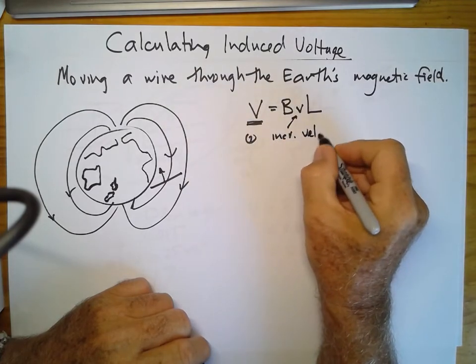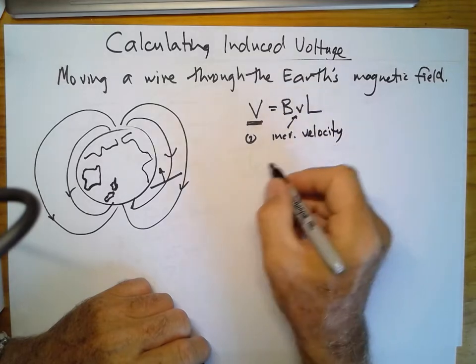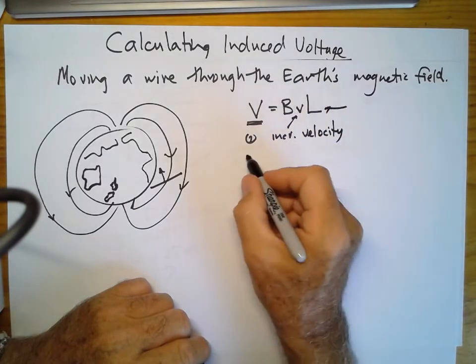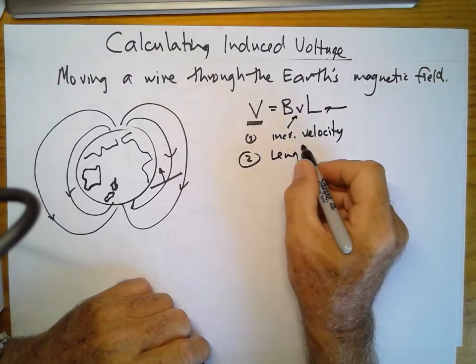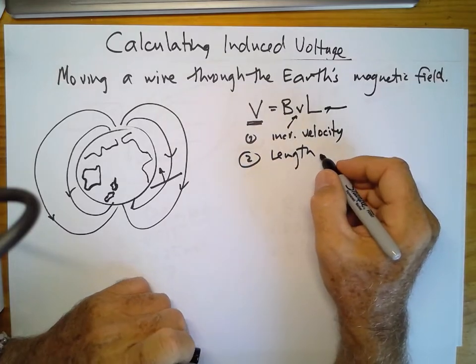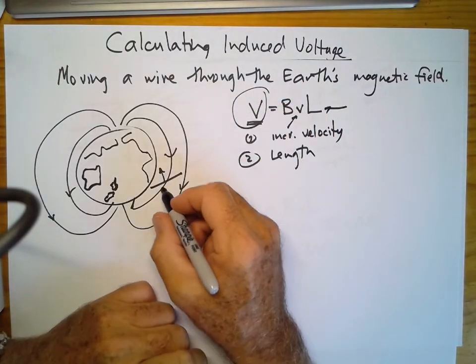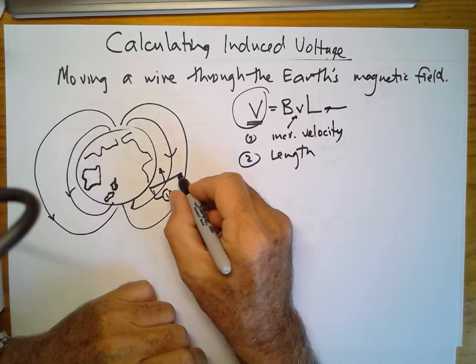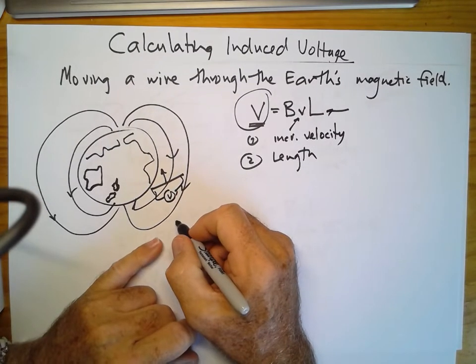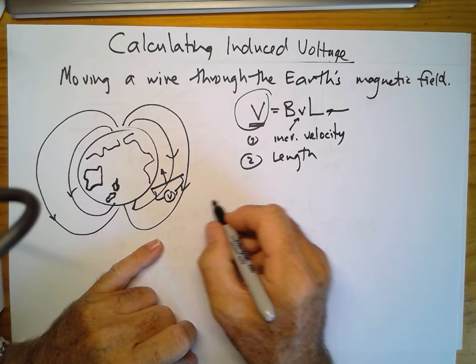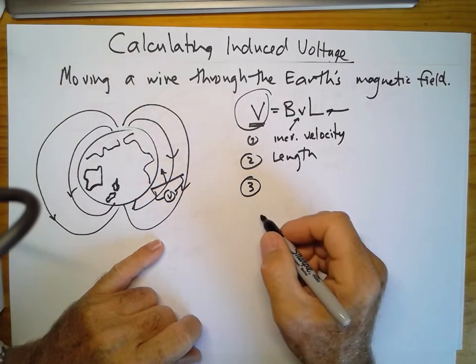Clearly we can increase the velocity if we move the wire faster, or we could increase the length. Either way, we'll be increasing the voltage between the ends of the wire as we move it through the Earth's magnetic field. It's possible a third way.